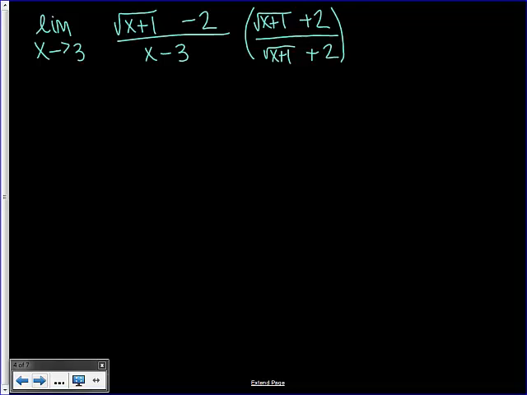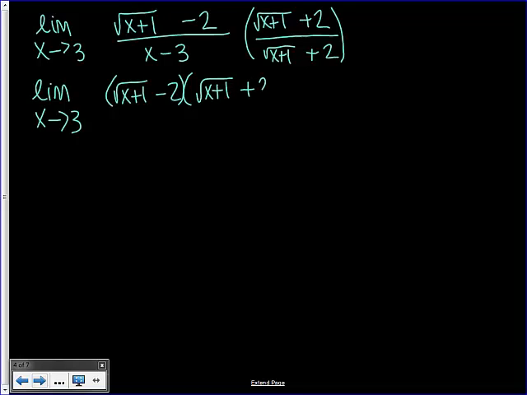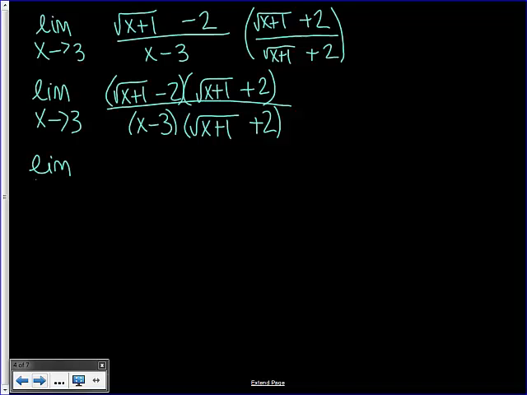Okay, so again I have the limit as x approaches 3 of the square root of x plus 1 minus 2 times the square root of x plus 1 plus 2, all over x minus 3 times the square root of x plus 1 plus 2. Again, don't FOIL out the bottom. Only FOIL out the numerators. So the limit as x approaches 3 is, again, I'm going to FOIL the top out, leave the bottom as it is.